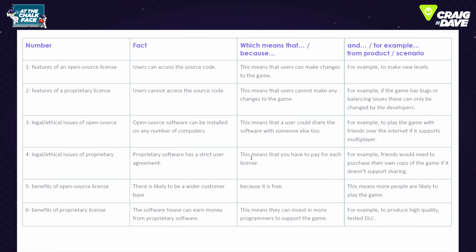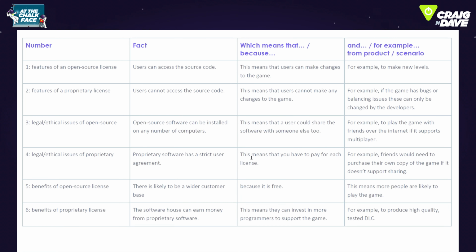Features of a proprietary license. So users cannot access the source code. Now, obviously, a little trick here, a little bit of exam technique is if it's a benefit for one thing, then it's a disadvantage for another, right? You can just flip the argument. So if users can access the source code in open source, chances are they can't access the source code in proprietary. So we just flipped it around, bit of simple exam technique. But so what? They can't access the source code. So what? Well, it means that users can't make changes to the game. So that's your reason. And so, well, give me an example that's relevant to the computer game.